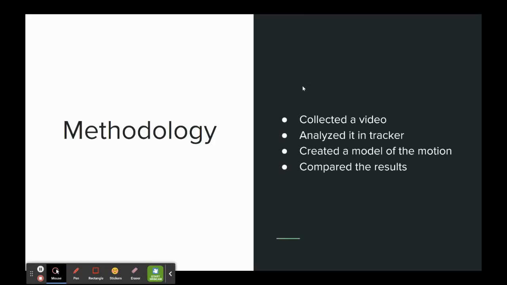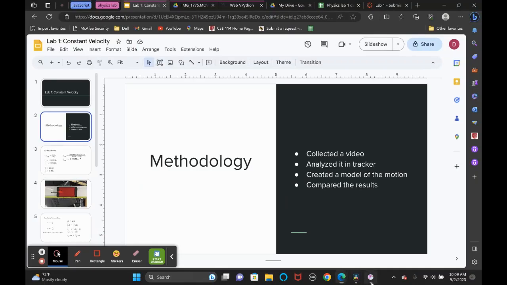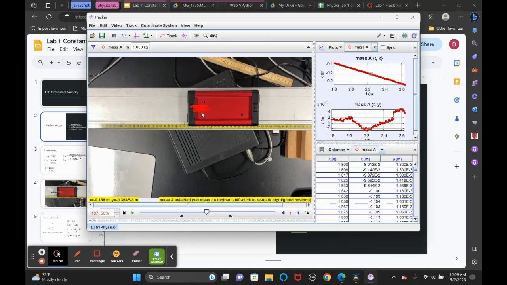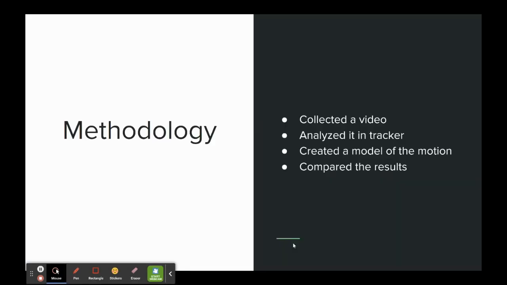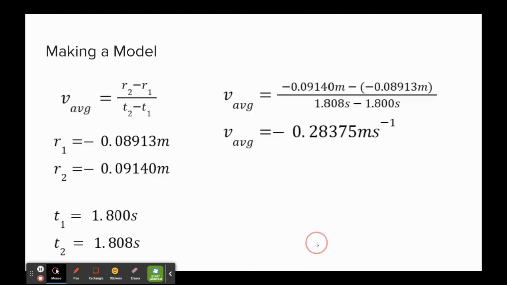So the methodology and how I collected this data was, I made a video of an object moving in constant velocity, and I analyzed it in Tracker, as seen here. I analyzed it frame by frame, and then I got this nice data table. Then I found the average velocity using a formula I will show. And using this average velocity, I created a model in GlowScript of this motion. And then with those results from the model in GlowScript and the ones from Tracker, I compared them to see if there were any differences.